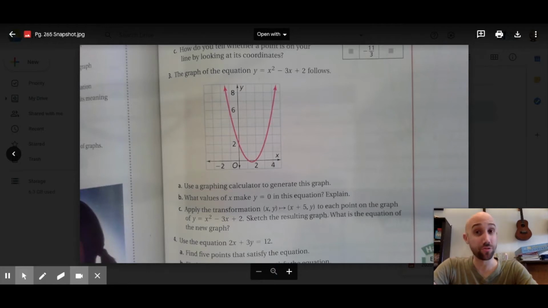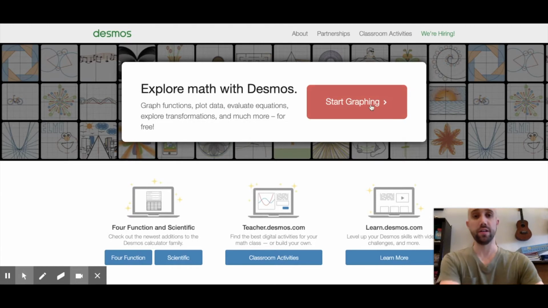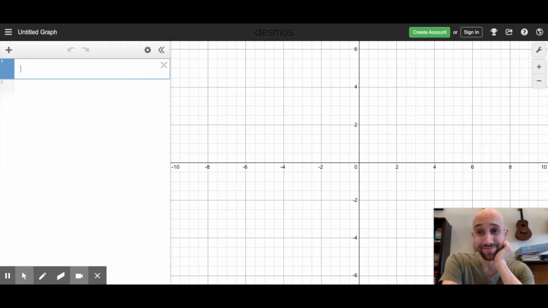So take a look here. This was number 3. The graph of the equation y equals x squared minus 3x plus 2 follows. There it is. It's a parabola. And it says for part A, use a graphing calculator to generate this graph. I want you to go to a website called desmos.com, D-E-S-M-O-S dot com, and I will show you exactly what that looks like in a second. When you go to Desmos, you're going to want to click Start Graphing. Makes sense. And here we are.